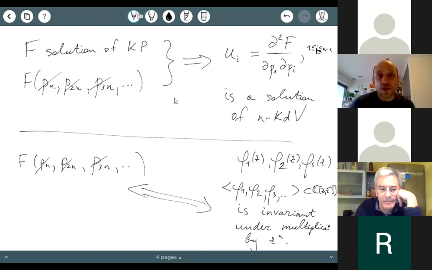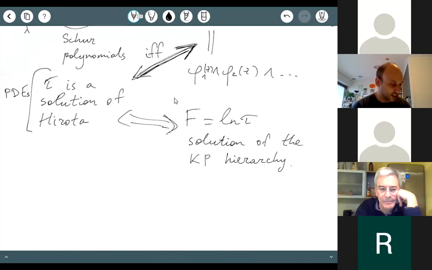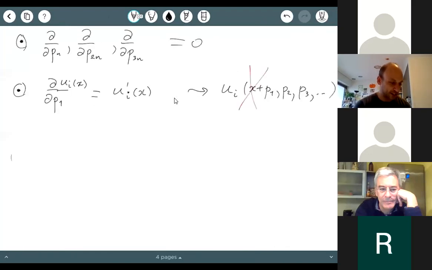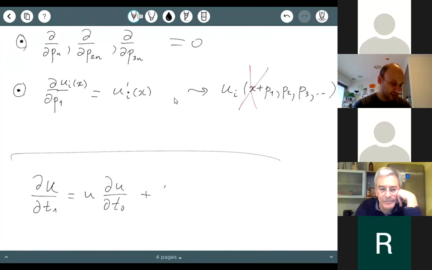And so how do you think he proves that something is a solution of KdV? Does he check the actual equations, like the first equation that I wrote, du over dt1 equals u du over dt0 plus 1/12 d3u over dt0 cubed? So that's the first equation. So you could check the first equation. There's an infinite number of equations to check. So actually, he does not check the equations.